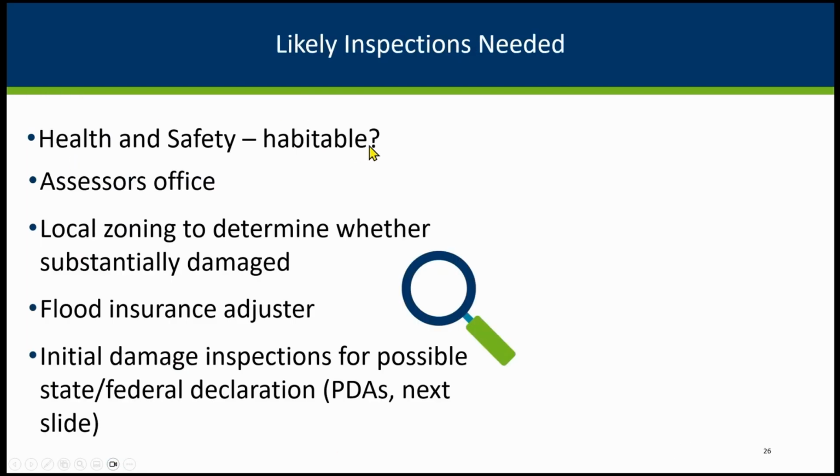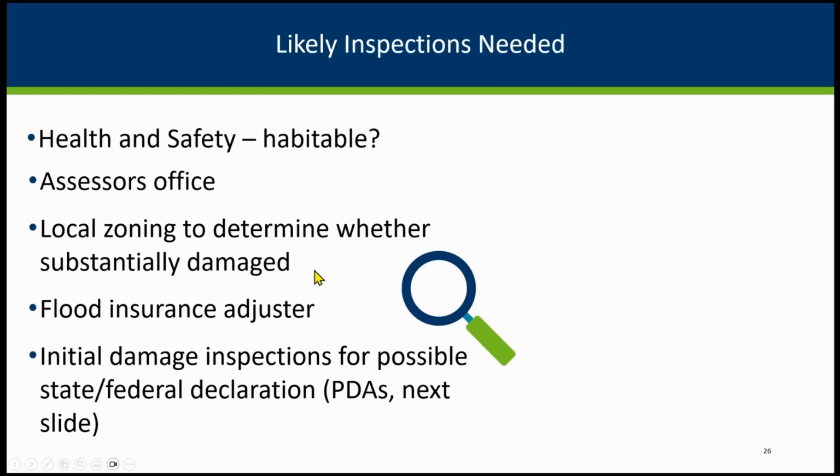But some of the more important ones at the local level would be someone out there looking to see if that building's habitable. And they will possibly put up a red placard saying, nope, not habitable, it's not safe to go in this building. Or a green one saying, okay, we've inspected it, it's okay to be in here. Or the assessor's office is out there often checking on how much damage there is, because that makes a difference in the property taxes for the following year.